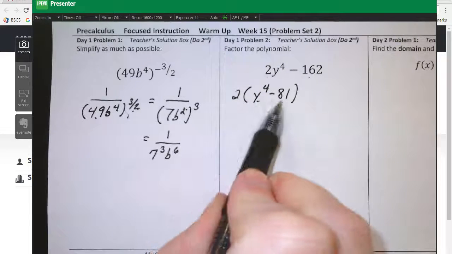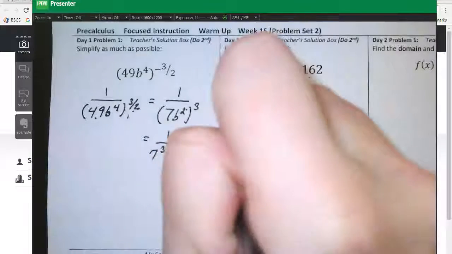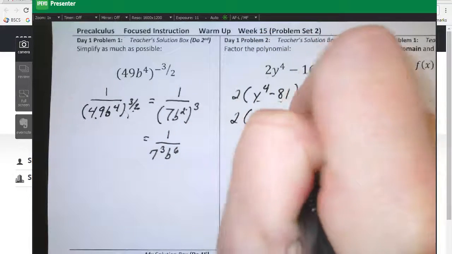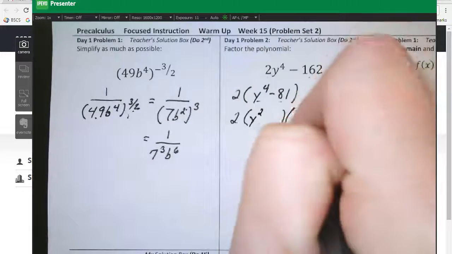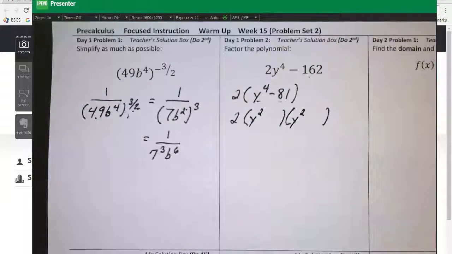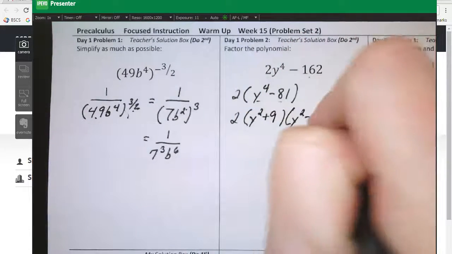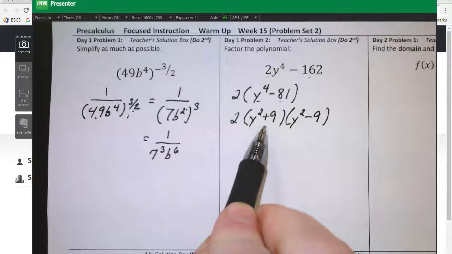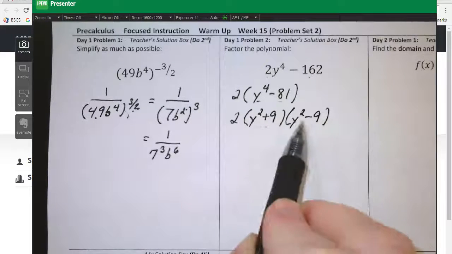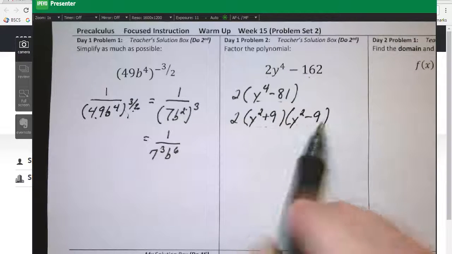Now let's look inside here and see if this factors. This is a difference of squares, so it will factor into this pattern. We have y squared and y squared, and then in the case of the minus 81, that's positive 9 times negative 9. Checking this term, this does not factor farther over the set of real numbers. Checking this term, this does factor farther. This is a difference of squares.